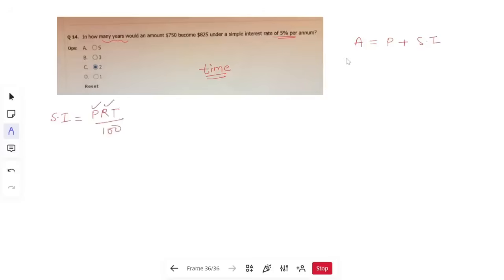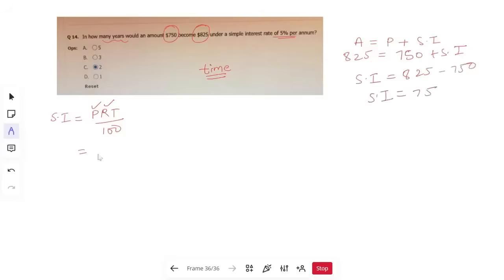Okay, so let's see. The total amount that is given to us is 825. It is already given to us in the question. Okay, so we will substitute it here. The principal amount that we had was 750, so I will substitute that, plus simple interest. Now let's try to find out what we will get. So see, simple interest we will try to find from here. So simple interest will be 825 minus 750, which is going to be 75. So from here we got the value of simple interest.